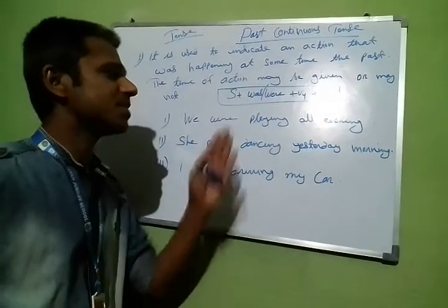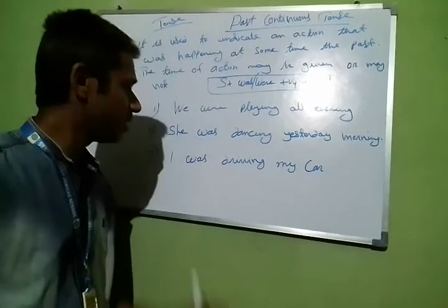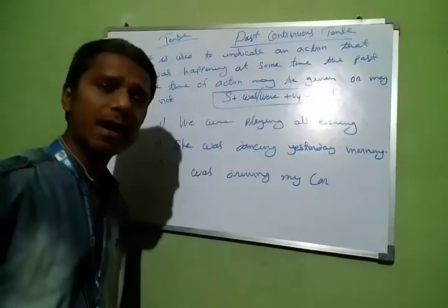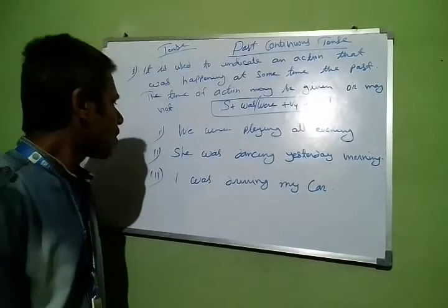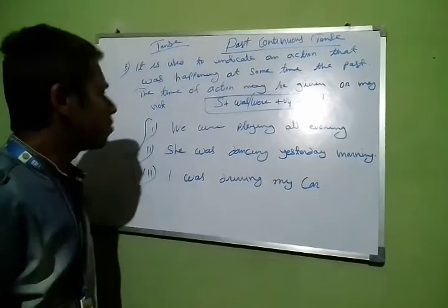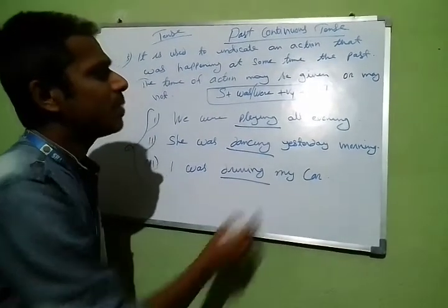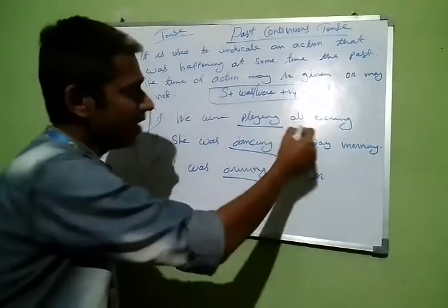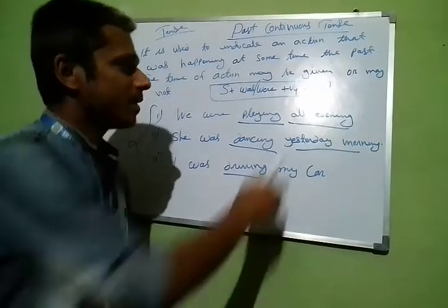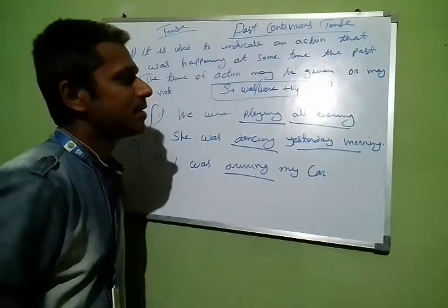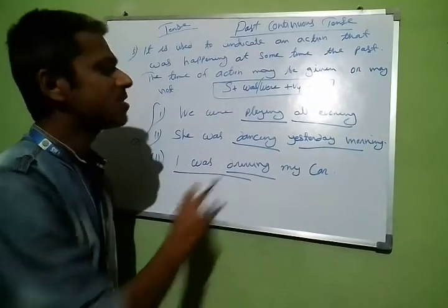She was dancing yesterday morning. वह कल सुबह नाच रही थी. और I was driving my car. मैं अपनी गाड़ी ड्राइव कर रहा था. In all these three sentences, you can see the action is happening in past time. In these two sentences, time is given, but in this sentence it is not.